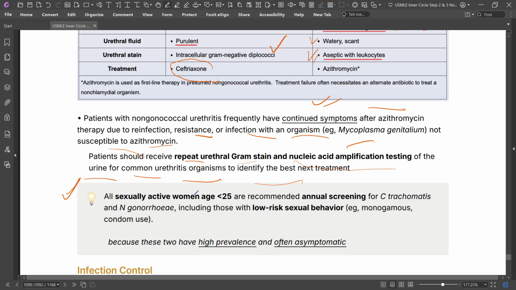All sexually active women less than 25 are recommended for annual screening for Chlamydia trachomatis and Neisseria gonorrhoeae, including those with low-risk sexual behavior, such as monogamous condom use, because these have high prevalence and are often asymptomatic.